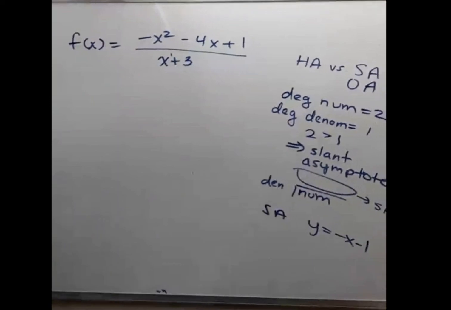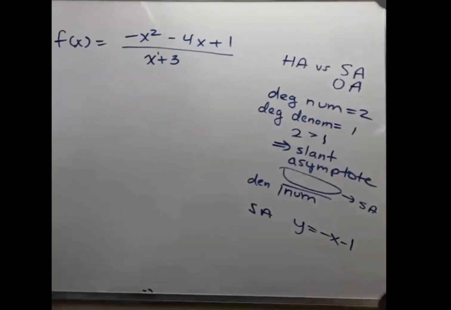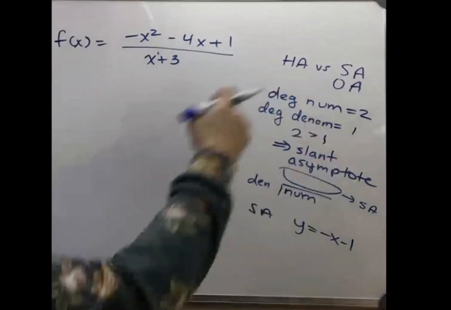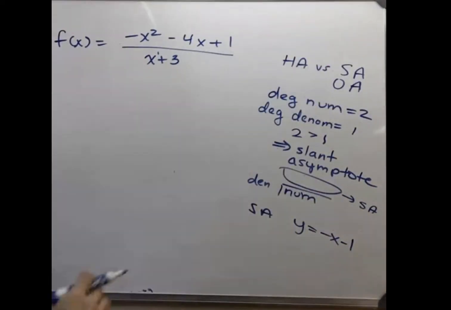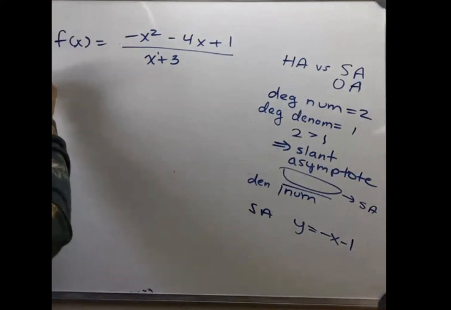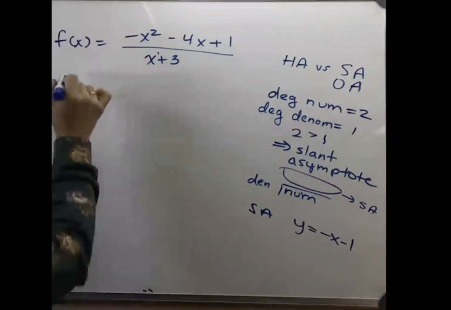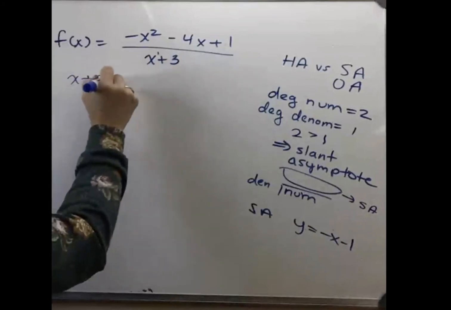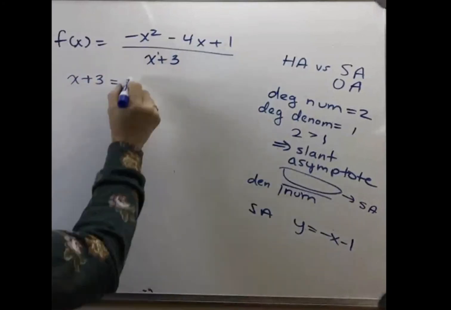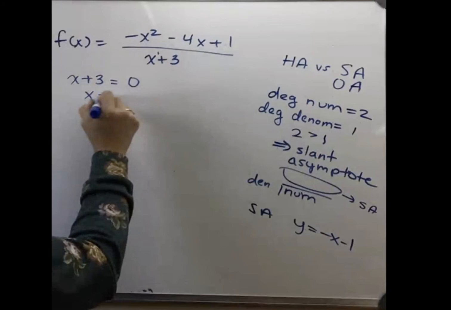And so what else do we know? Well, there's no horizontal asymptote because the degree of the numerator is bigger. We have a slant asymptote instead. We could ask about the vertical asymptote. Remember that is from the denominator. So x plus 3 equals 0 gives us x equals negative 3.